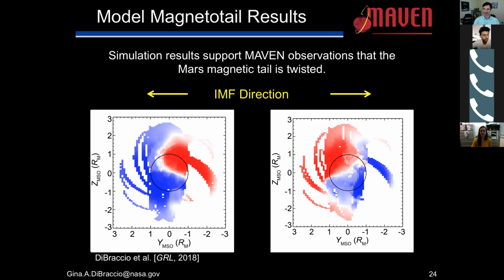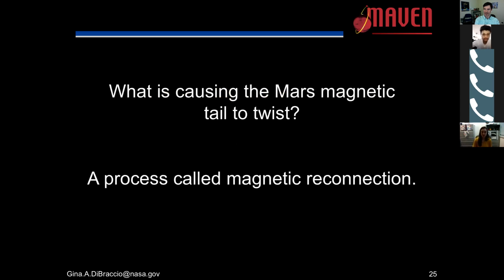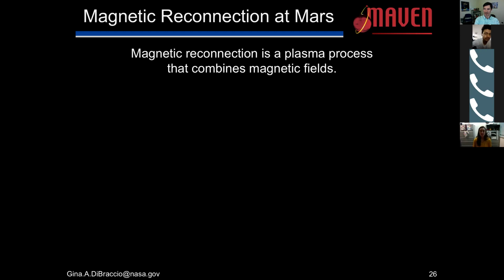Okay, and we will continue on here. So the natural question is, what is causing the Mars magnetic tail to twist? And the short answer here is a process called magnetic reconnection. So magnetic reconnection is a plasma process that combines magnetic fields. Magnetic reconnection is seen at the sun, it's seen in interplanetary space in between the planets, it's observed at every planet in the solar system.